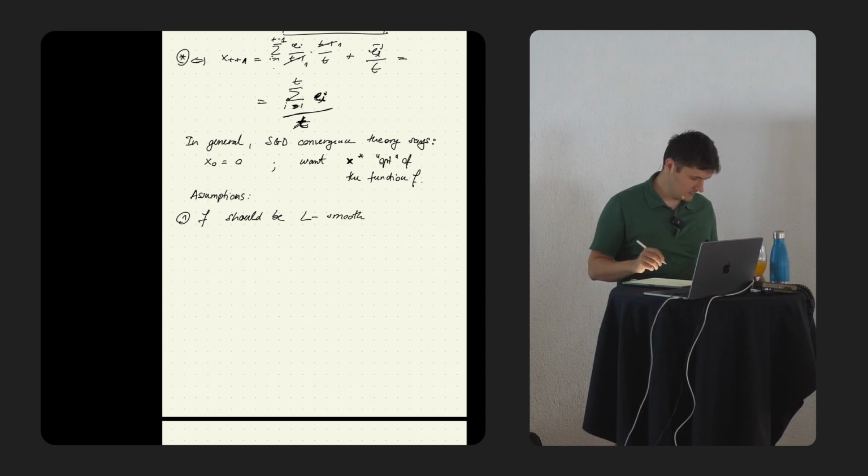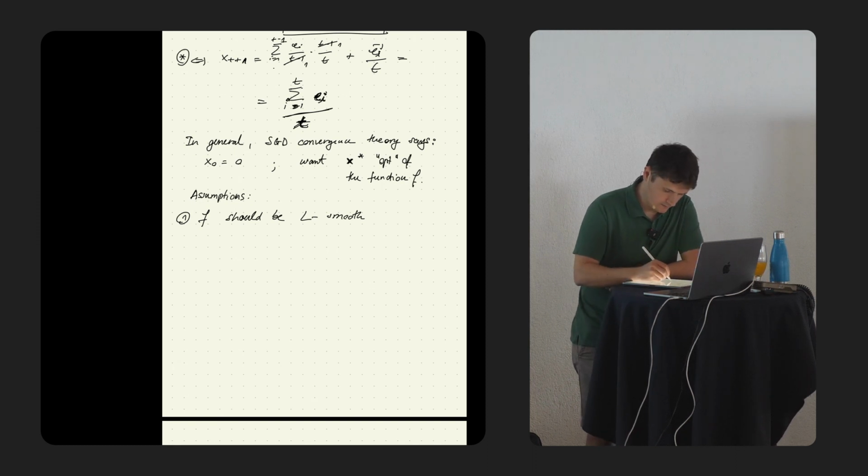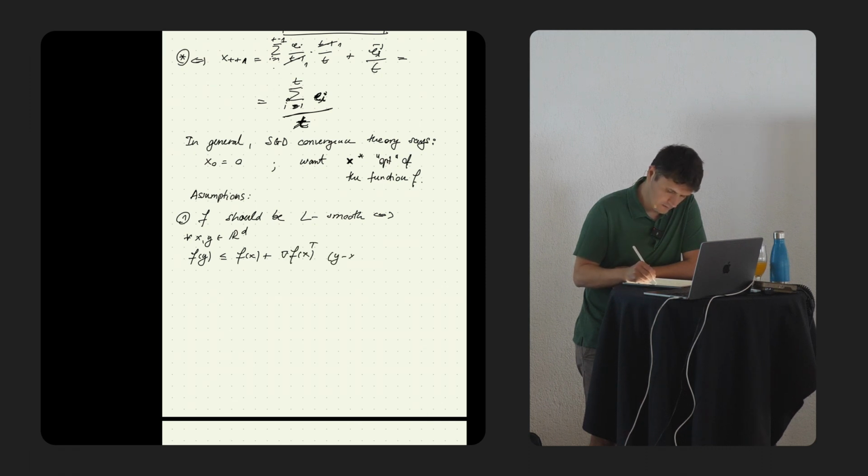So what do I mean by this? Basically a function is called, not sure if I should go into full detail here. Okay, so let's say function f is L-smooth if and only if for any x, y in d dimensions, f(y) is less than or equal to f(x) plus gradient f(x) transposed times (y minus x) plus L over 2 times the squared norm of x minus y.